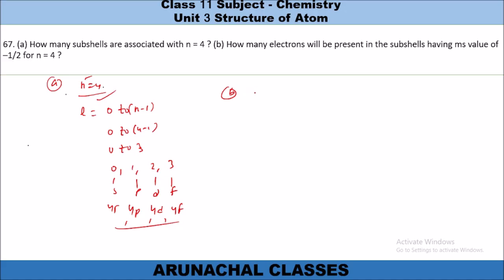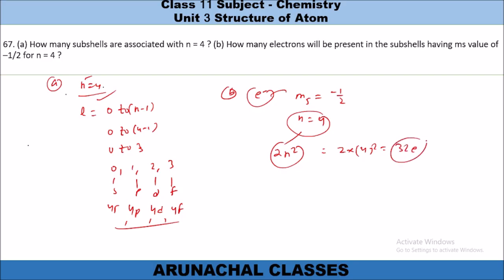B part, how many electrons are present in the subshell having spin quantum number as minus half and n value equal to 4? For n equal to 4, we need to find the number of electrons, which is given by 2n square. So 2 multiplied by 4 square is 32 electrons. Spin quantum number anti-clockwise is shown, so it will be half of 32, that is 16 electrons. Half will be anti-clockwise spin and half will be clockwise spin. So 16 electrons will be the answer.